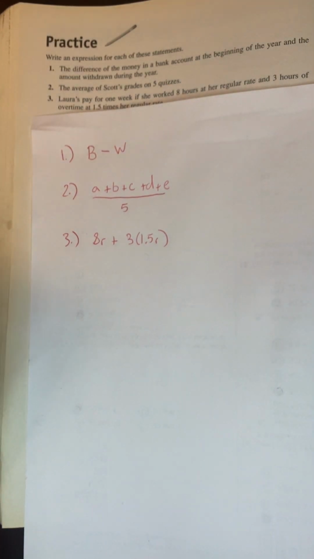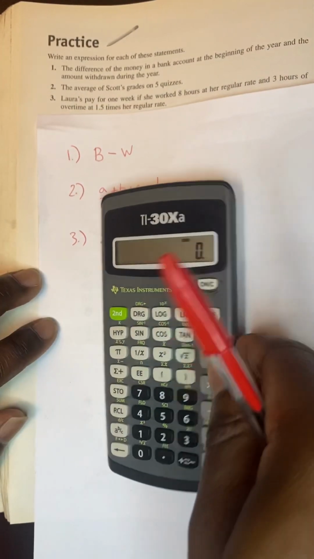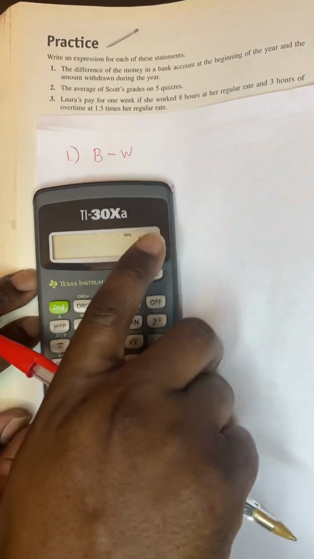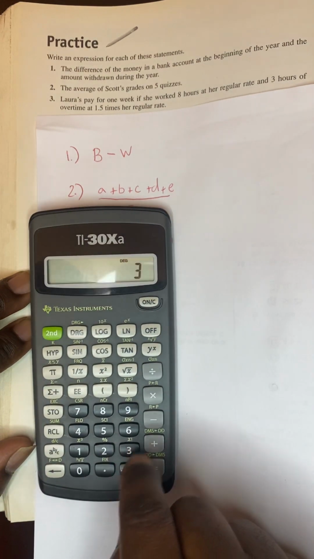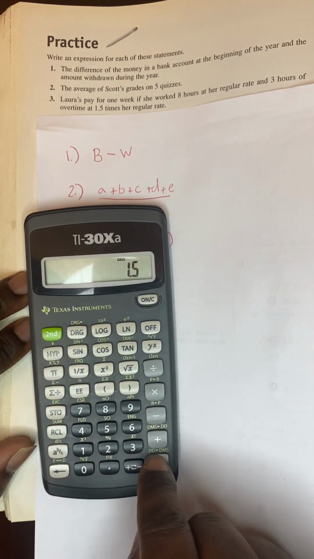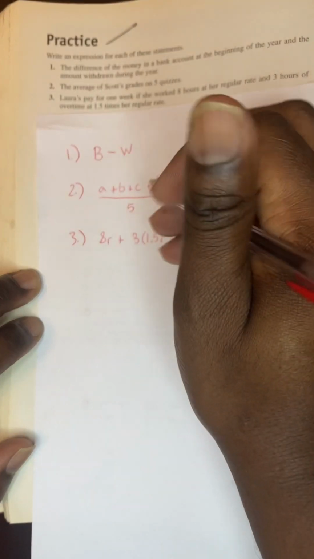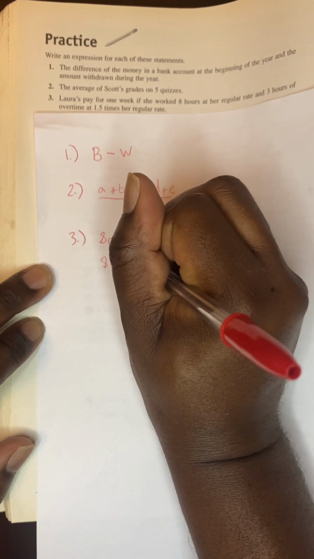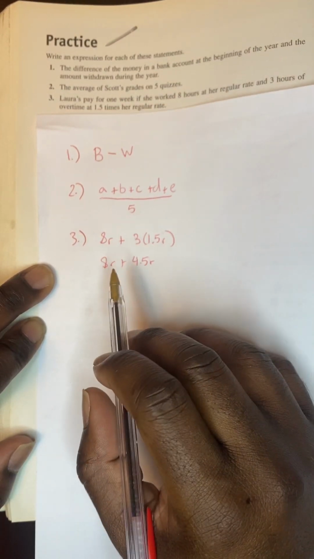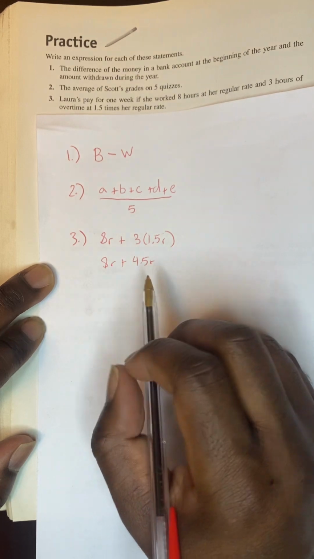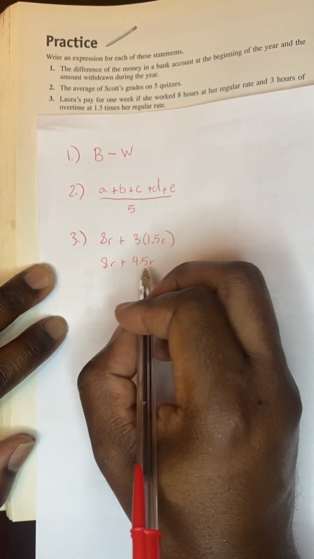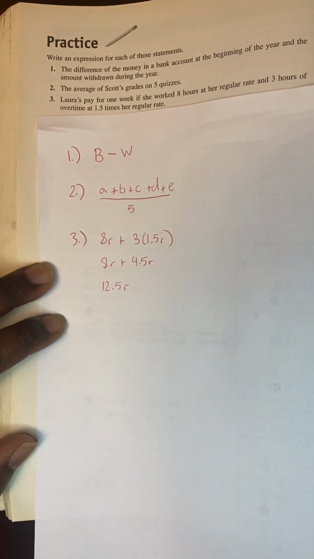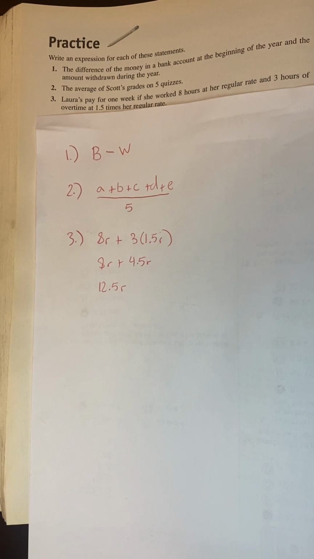Matter of fact, I got my calculator right here. So let me bring this out. 3 times 1.5, of course that's gonna be 4.5, okay? So we can rewrite this over again. This is gonna be 8R plus 4.5R. And now, since both of these have the same variable, we can add these two things together. So 8R plus 4.5R is going to be 12.5R, okay? So that's what we have for that.